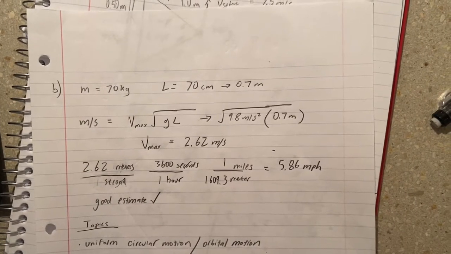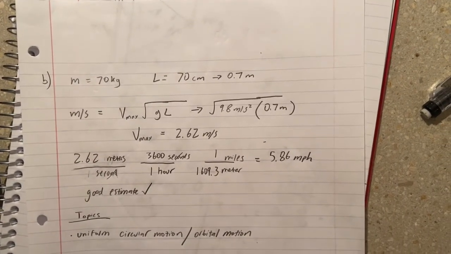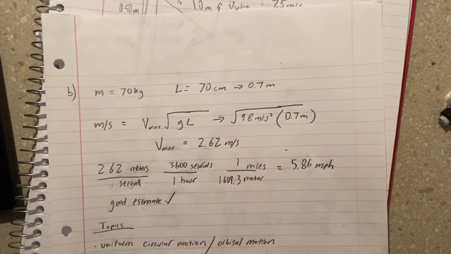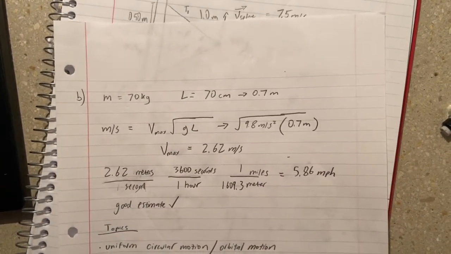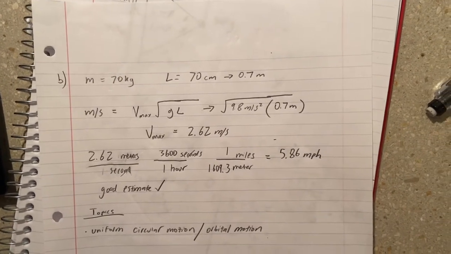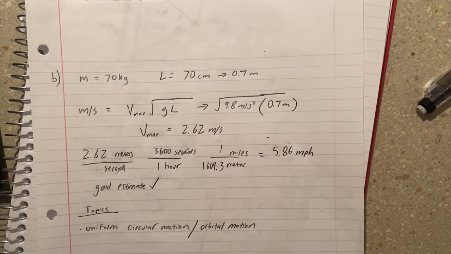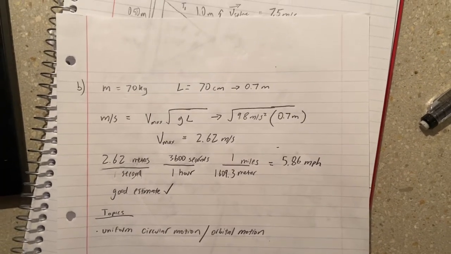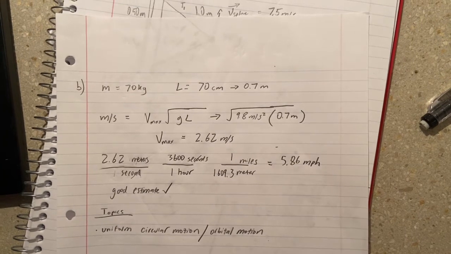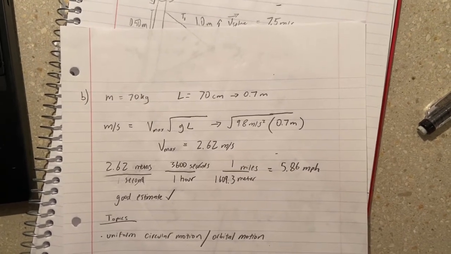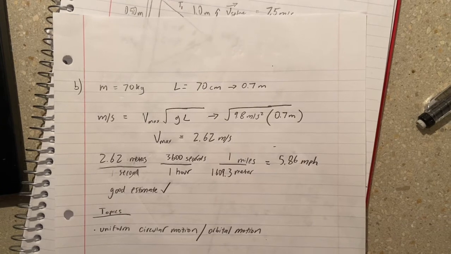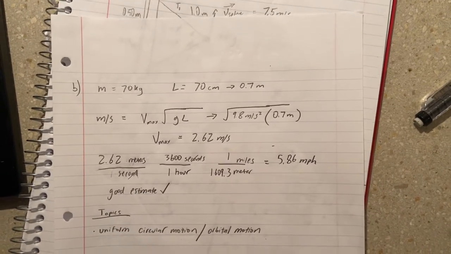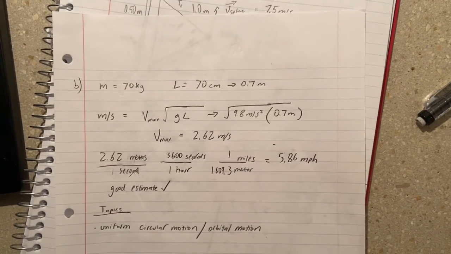So in part B, we have an individual of 70 kilograms, and they have a leg length of 70 centimeters, which is going to be 0.7 meters. So we're trying to calculate the maximum walking speed in meters per second and miles per hour. So first, for meters per second, that's just plugging those values into our original equation. So g being 9.8 meters per second squared, and the length 0.7 meters. And that's going to give our answer of the maximum velocity in meters per second being 2.62.